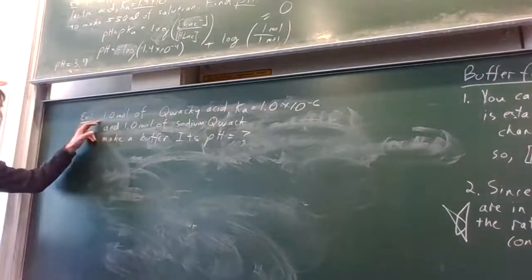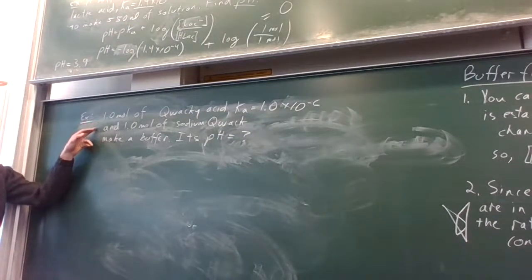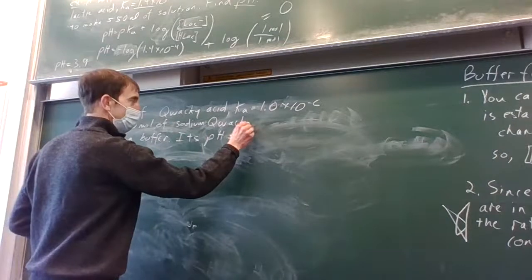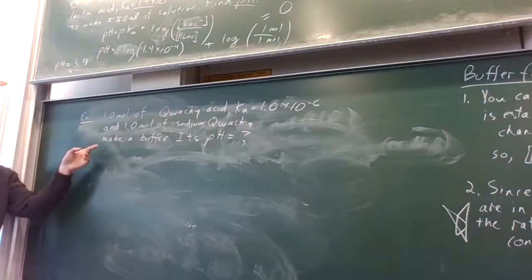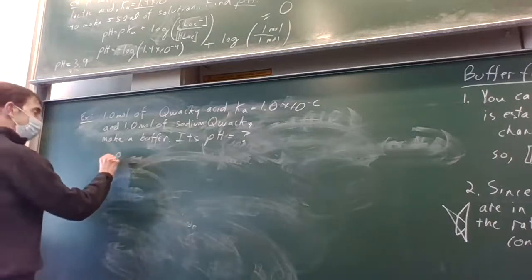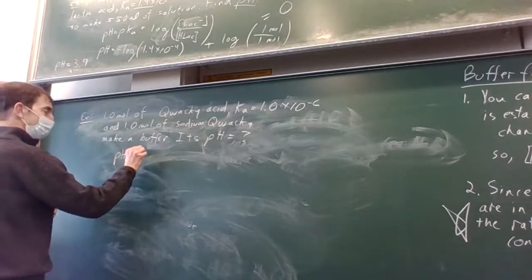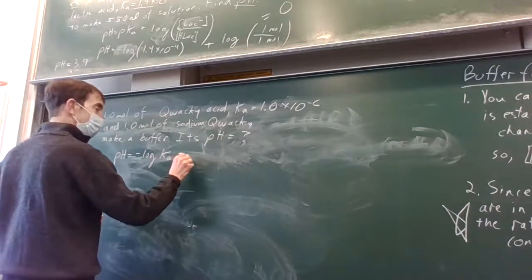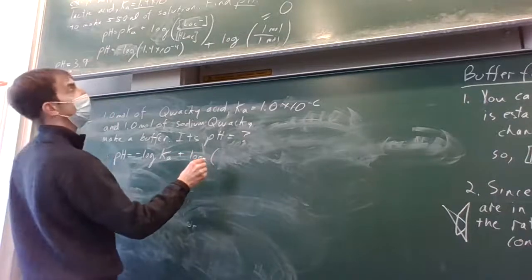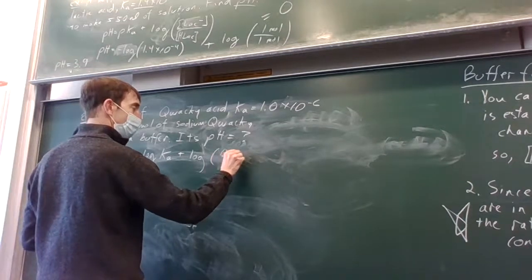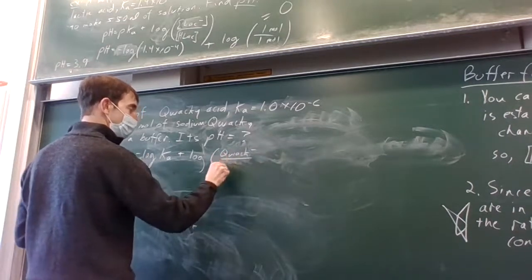Here we go. So I got 1 mole of quacky acid. Let's say the Ka is 1 times 10 to the negative 6. And 1 mole of sodium quacky, to make a buffer, and its pH is, okay, again, use the handy dandy buffer equation. pH equals the negative log of the Ka plus the log of this ratio, right? So now we got crack minus over H crack.